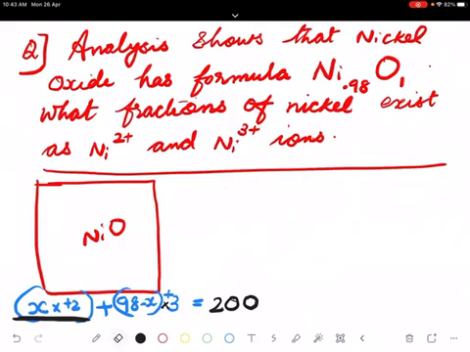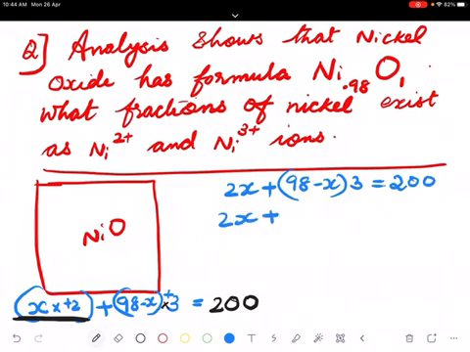Our equation comes from what? Number of positive charges is equal to number of negative charges. Number of positive charges should be 200. This 200 is made up of what all things? Plus 2 and plus 3. How many Ni2+? Let it be x. So 2x plus 98 minus x into 3 is equal to 200.